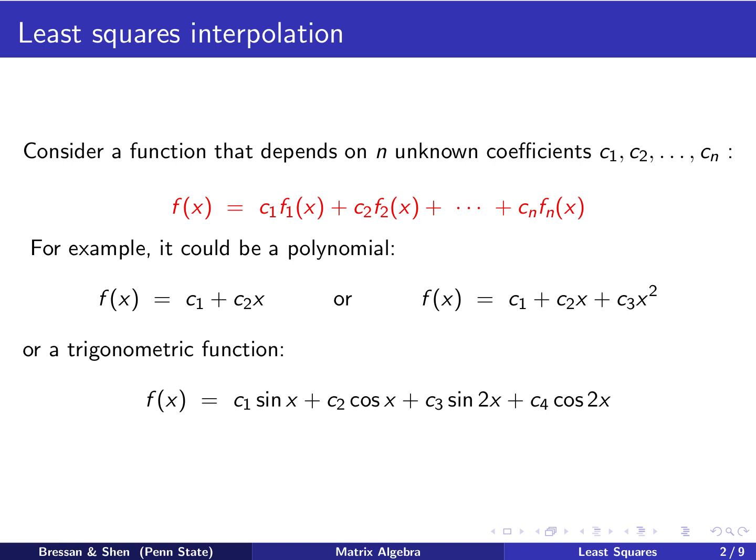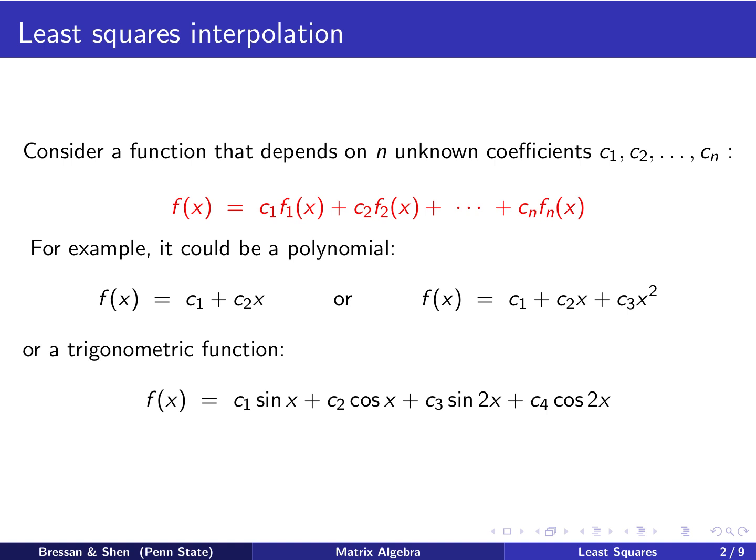Now we consider least square interpolation. So, consider the following situation. We have a function f, and it depends on n unknown coefficients c1, c2, and cn. And f is a linear combination of functions f1, f2, and fn in this way as written here.